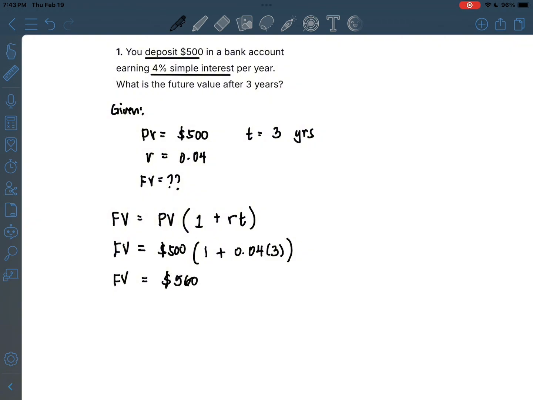Now if we calculate that, our FV will become $560. That just means that there would be $60 earned after 3 years. I hope that is clear to you guys. We can solve one more problem for the simple interest.